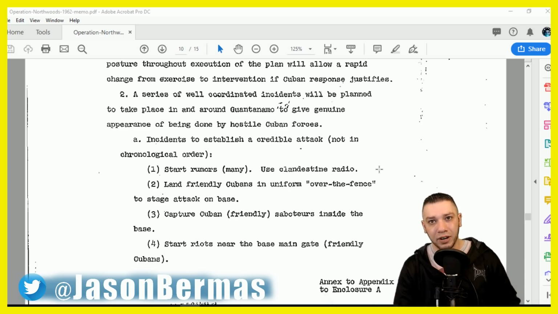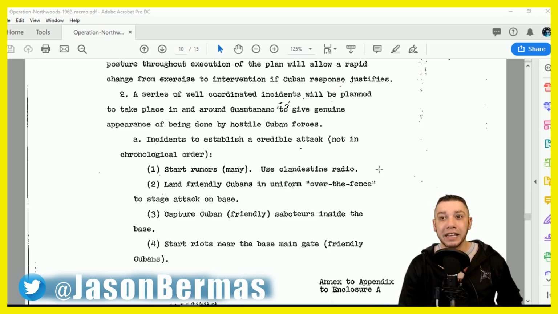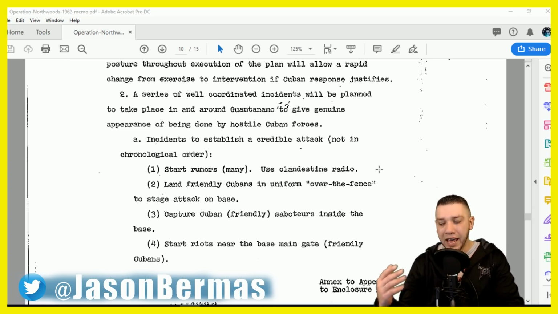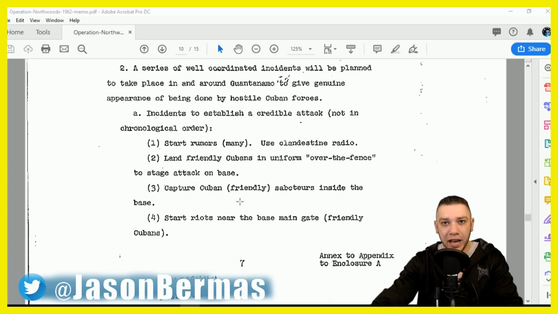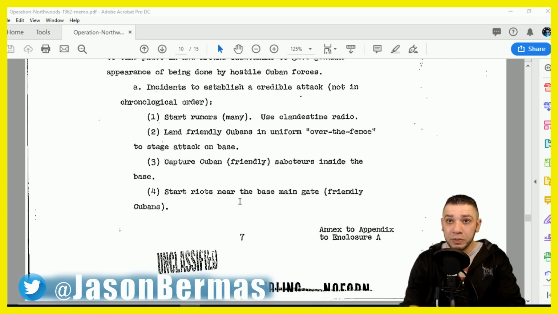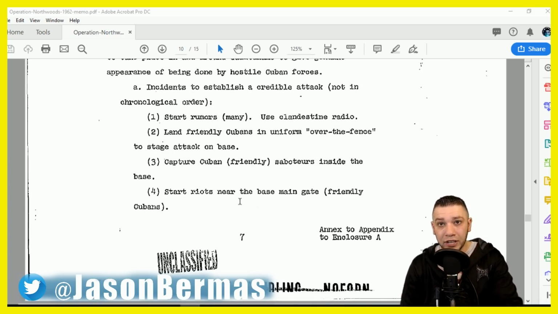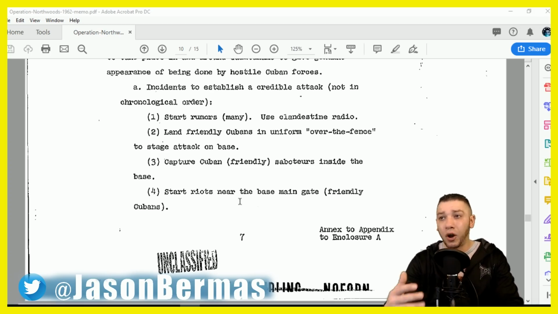Again, not in chronological order. Start rumors. Many. Use clandestine radio. So again, they used to infiltrate the radio waves. They used to put disinformation that way, obviously using their agents on the ground. 2, land friendly Cubans in uniforms over the fence to stage an attack on the base. All right? 3, capture Cuban friendly saboteurs inside the base. So again, these are our own people.